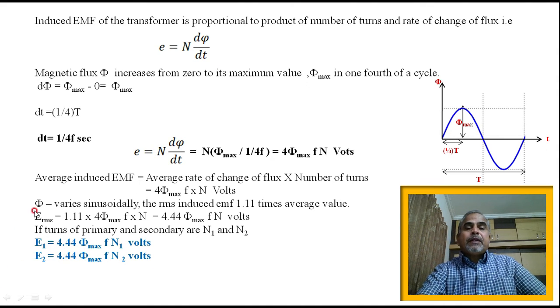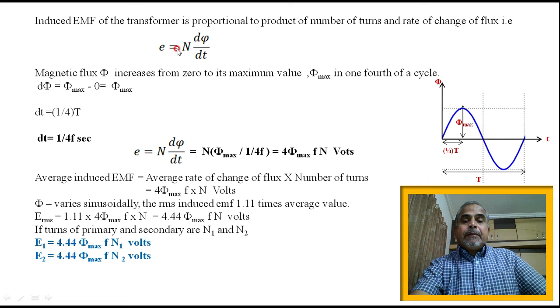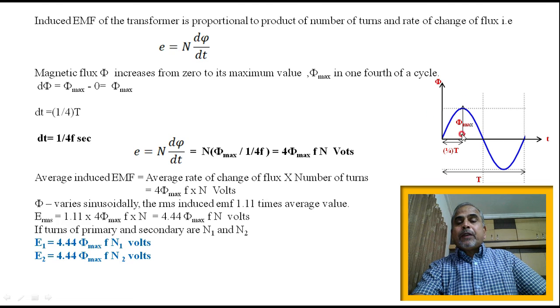That is very simple. The EMF equation is given by Faraday's laws of electromagnetic induction. That is, the magnitude of the induced voltage is given by N d phi by dt. The change in the flux from 0 to the maximum value is phi max. Therefore, d phi is phi max. The time taken for changing from 0 to phi max is T by 4. T can be replaced by 1 by f. So dt is 1 by 4f.